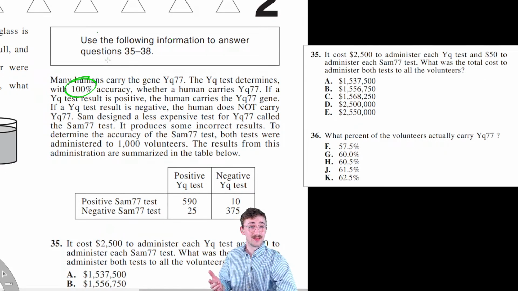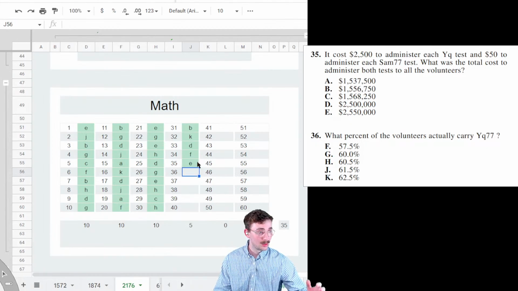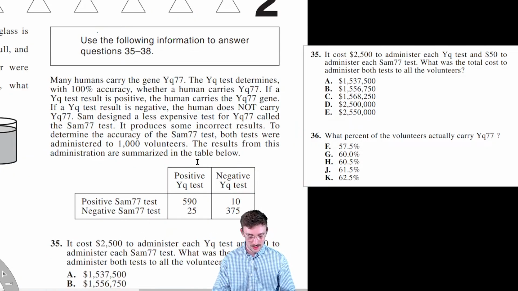Let me just make sure I'm not missing anything. 2,500 to administer each YQ test, and 50 was the total cost to administer both tests to all the volunteers. So all the volunteers are getting both. So 1,000 people get the 2,500. Wow, that's an expensive test. Okay, so yeah, I'm gonna go with E here. I'm not gonna lie, I'm a little bit concerned that it's too easy. But hey, you got to be confident and believe in yourself on test day. There we are. It's important to believe in yourself.